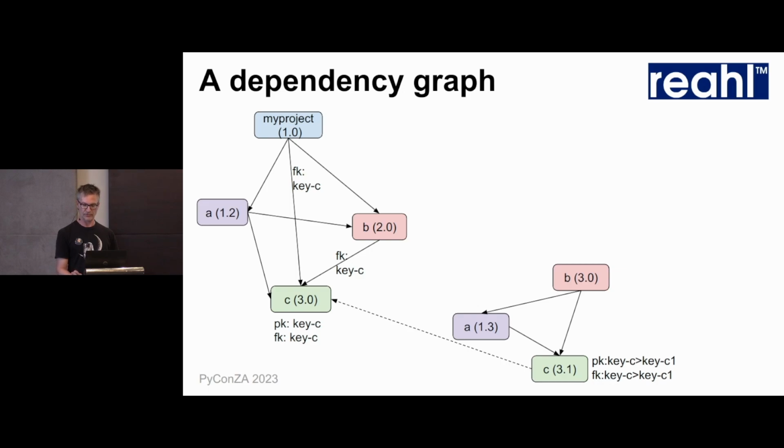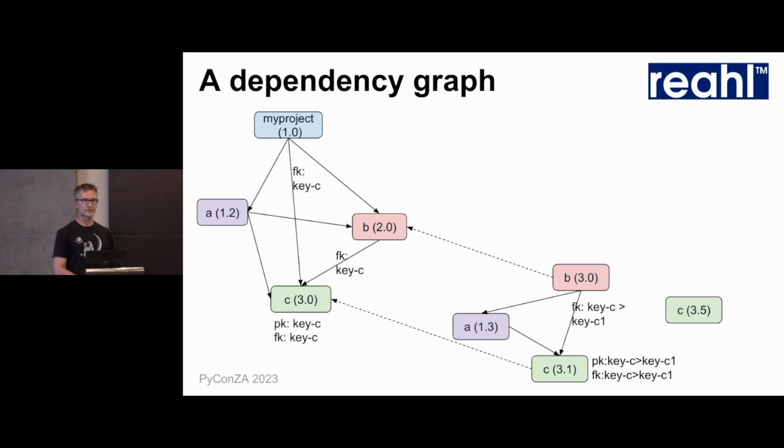So that's straightforward. They have to do all of those things. But B, coming from B0, knew that it was dependent on key C. So in its case, it needs to rename it from key C to C1. So this is fairly straightforward, I hope, still.